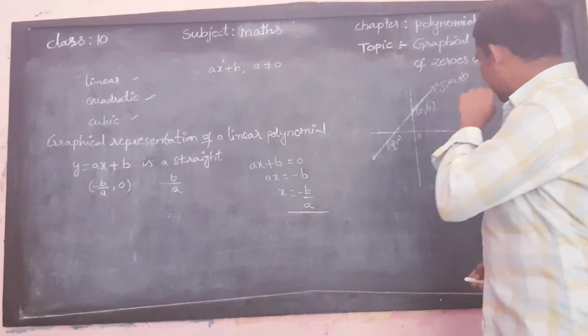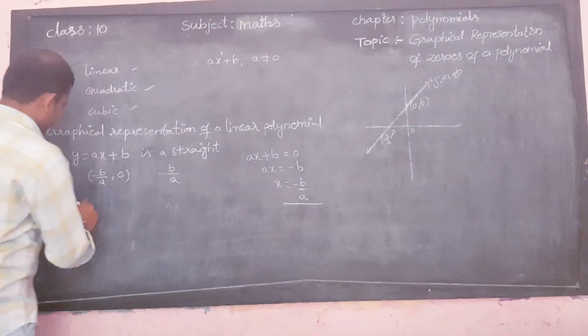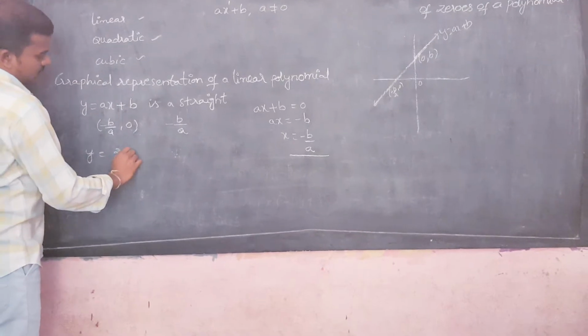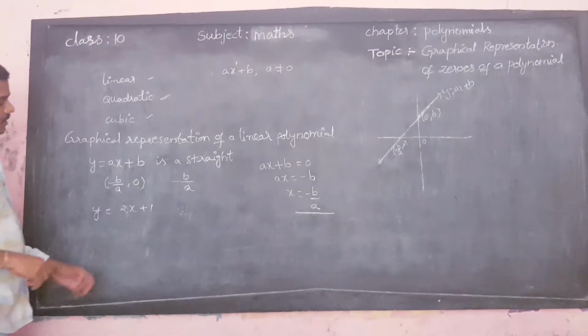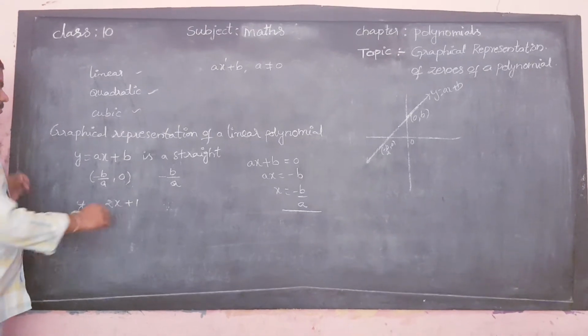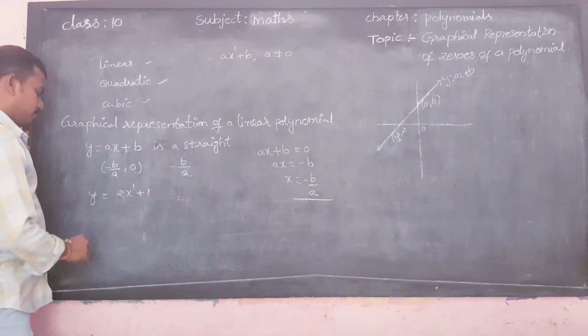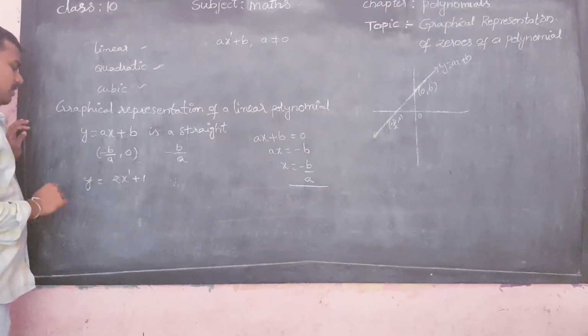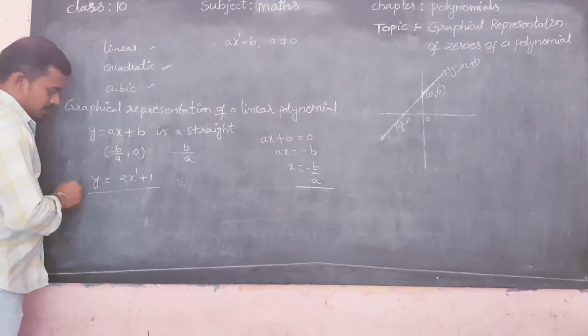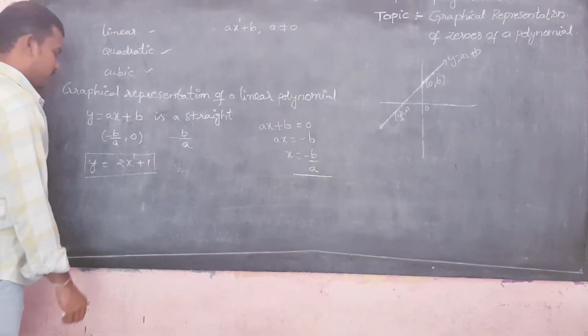For example, take y equals 2x plus 1. This is a linear equation. Here the variable has power 1, so y equals 2x plus 1 is a linear polynomial. So we have to draw y equals 2x plus 1.